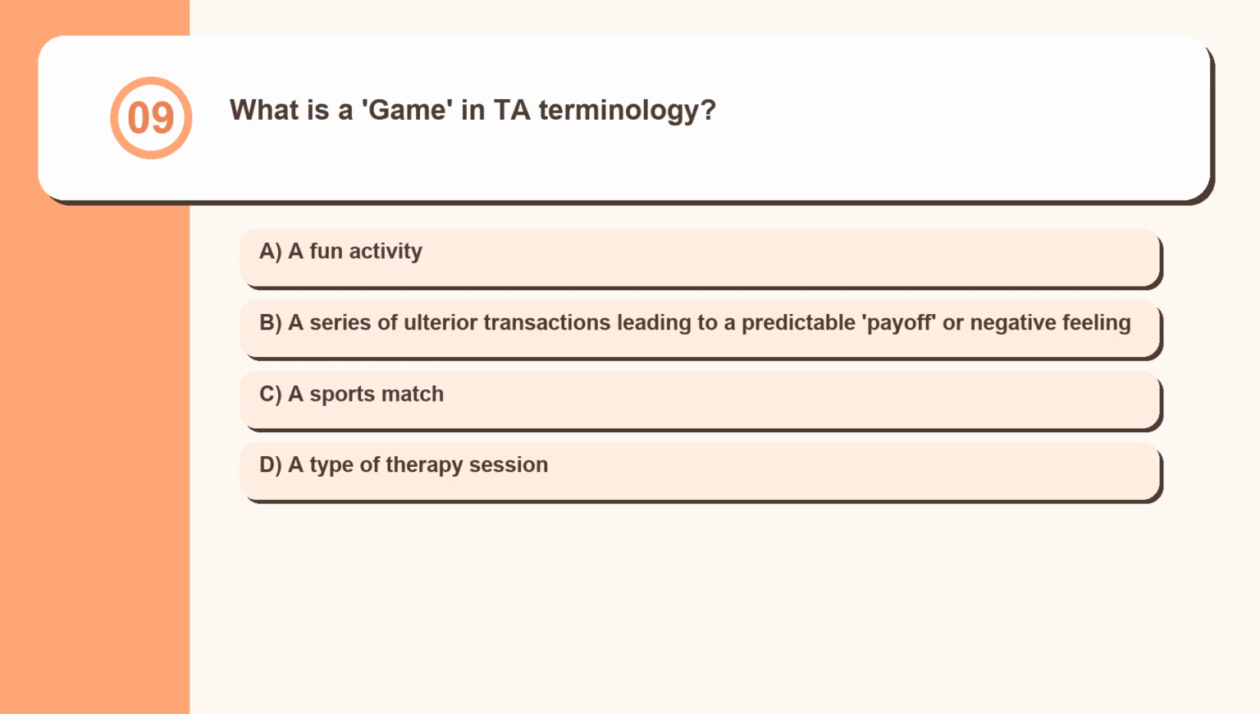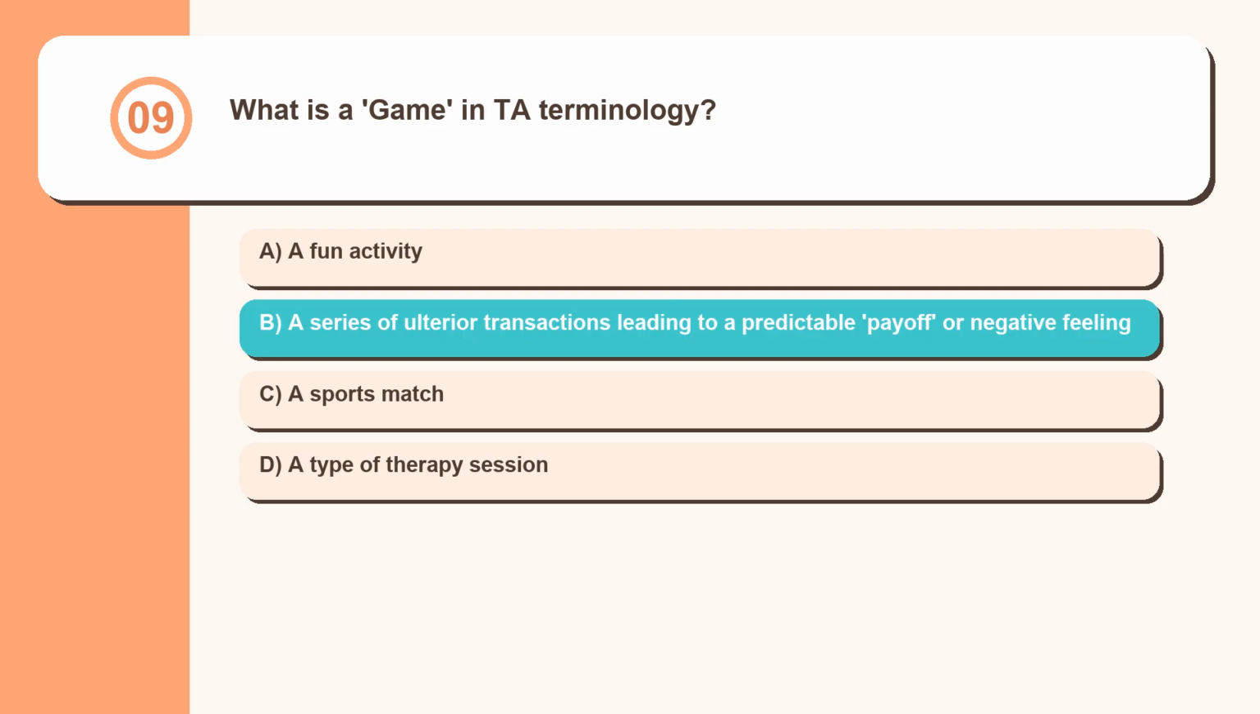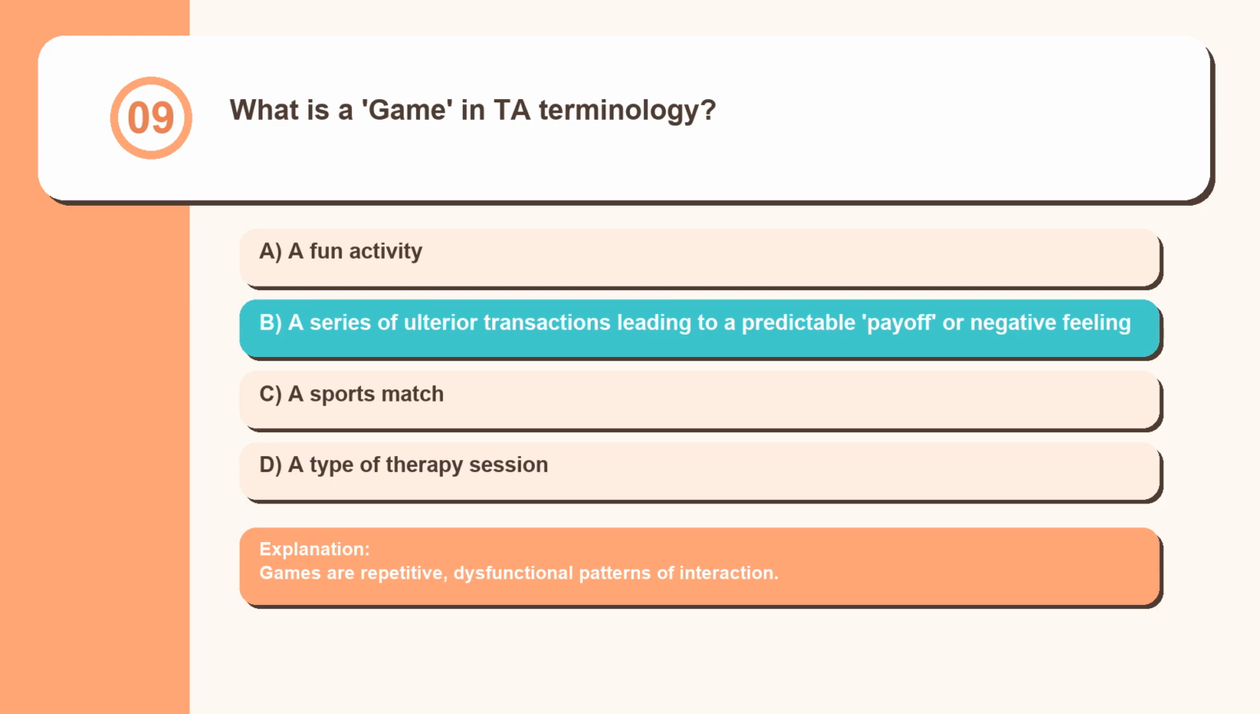Question 9. What is a game in TA terminology? A fun activity, a series of ulterior transactions leading to a predictable payoff or negative feeling, a sports match, a type of therapy session. Games are repetitive, dysfunctional patterns of interaction.